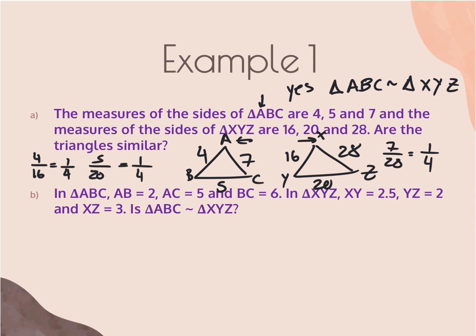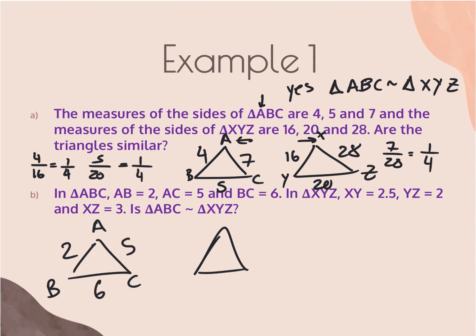So for part B, I'm just going to draw them again. In triangle ABC, we have AB is 2, AC is 5, and BC is 6. And then we have X, Y, Z. XY is 2.5, YZ is 2, and XZ is 3. They want to know if the triangles are similar. The only way for us to do this is, again, to use the side-side-side similarity theorem, as they don't give us any angles.